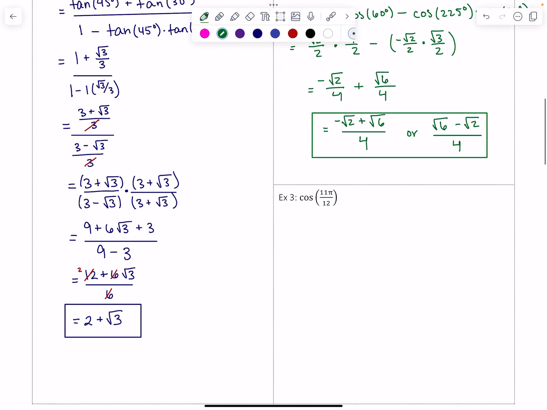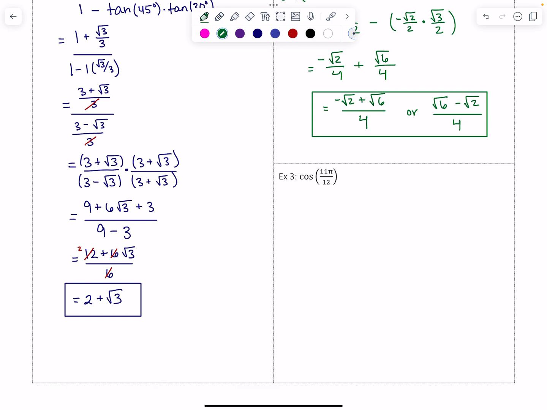All right, one more with cosine, because of course it works with radians as well, right? Cosine of 11 pi over 12. So the moral of the story is to split up your angle into two angles that you can evaluate. This can be done so many different ways on this one, but I'm going to split it up into 8 pi over 12 plus 3 pi over 12.